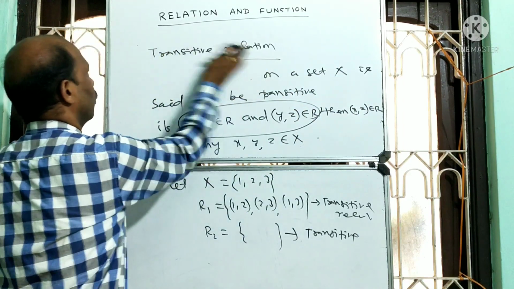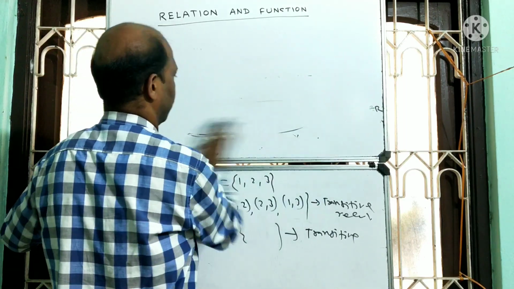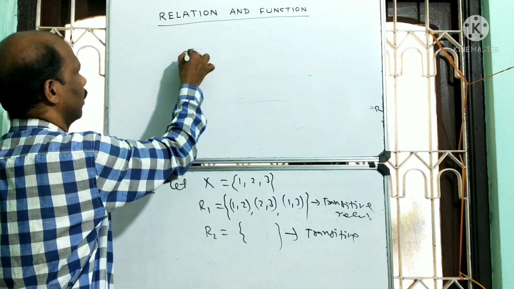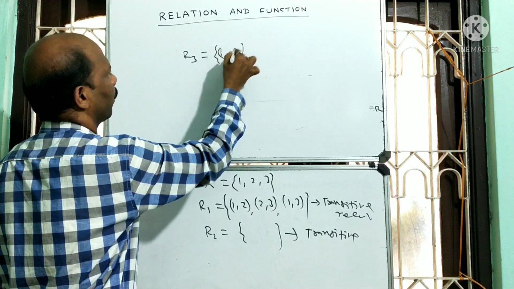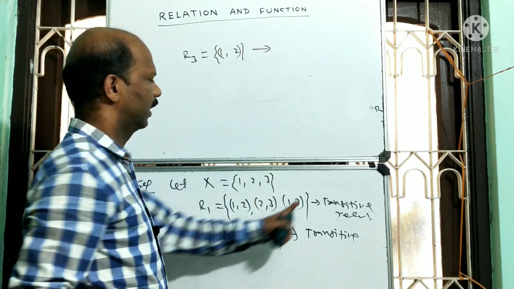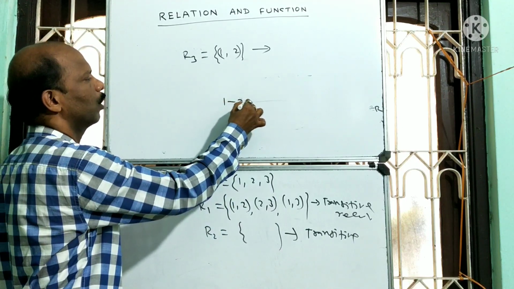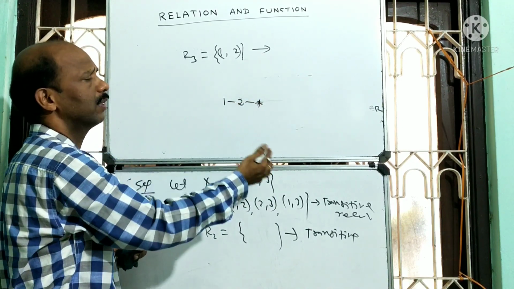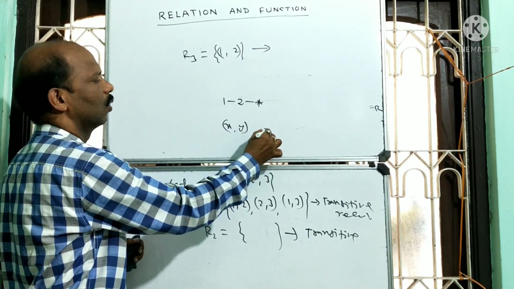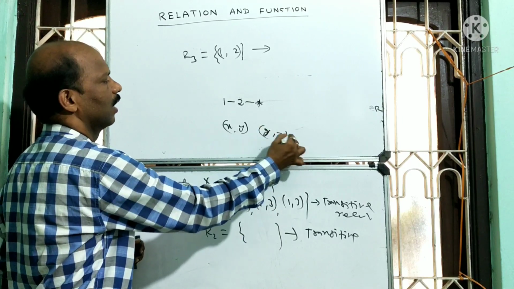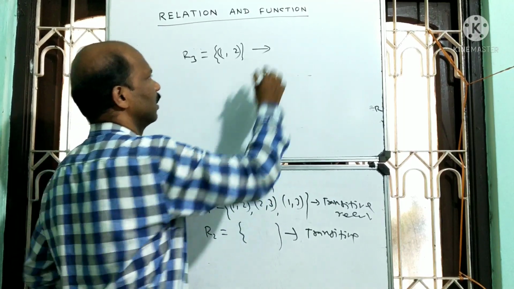Next, another example, only R3, {(1,2)}. It is also a transitive relation on the set X. Why? Because 1 is related to 2, but 2 is not related to another element. So (x,y) is there, not (y,z). (y,z) is not there, so we'll not worry about (x,z). So trivially it is a transitive relation. It is also transitive.